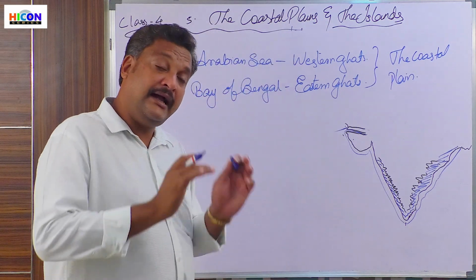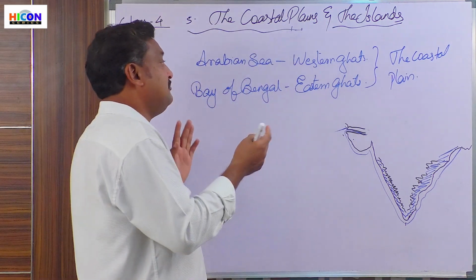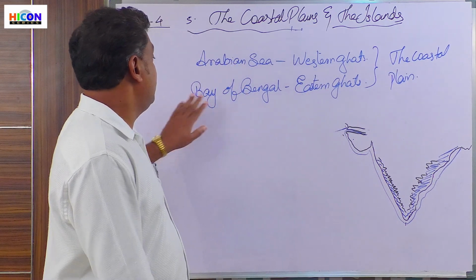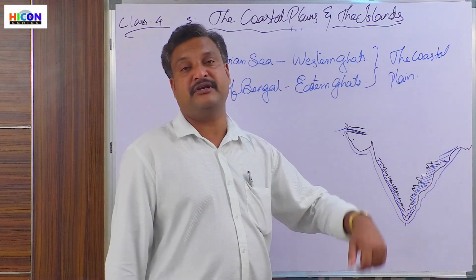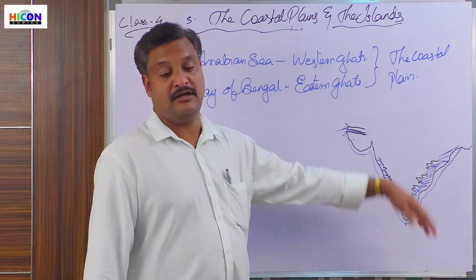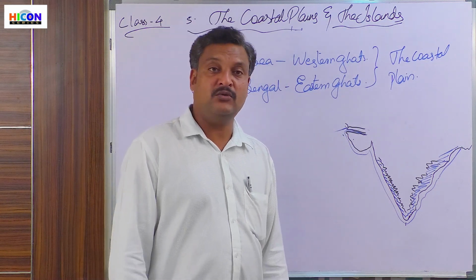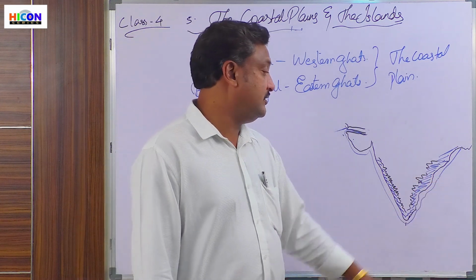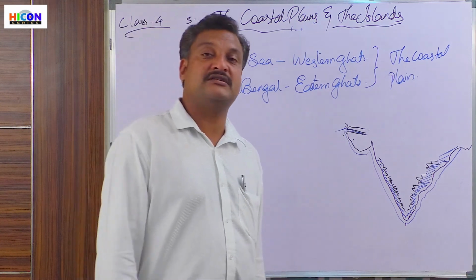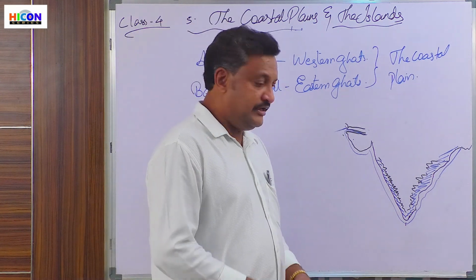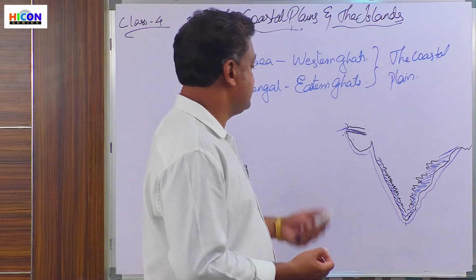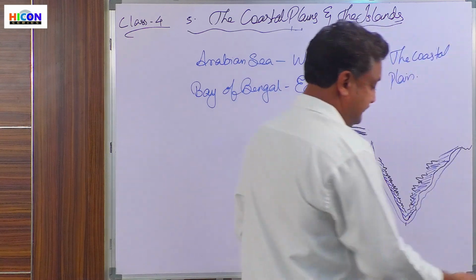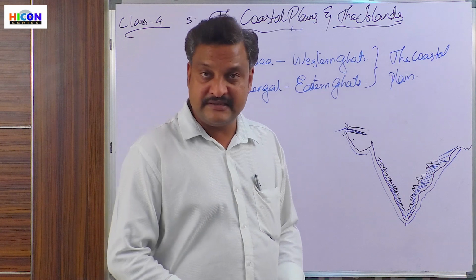Okay, so the land region that is found in between the Arabian Sea and the Western Ghats on the western part of India, and the Bay of Bengal and the Eastern Ghats on the eastern part of India, is called the coastal plains, right? So in South India we have two coastal plains. One is the Eastern Coastal Plain, and the second is the Western Coastal Plain, right? So now we need to study a bit more about these two regions, and we will start with the Eastern Coastal Plain.